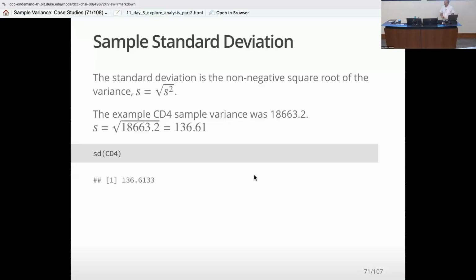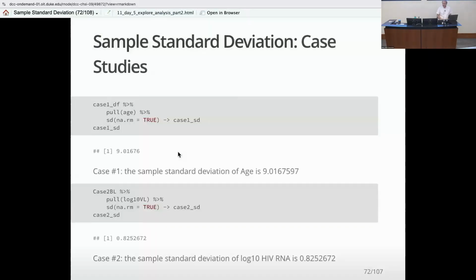Another measure of spread is the standard deviation. So that's the square root of the variance. And in R, that's really easy to do: it's SD for our CD4 vector. For our case studies, again, we're going to use pull to get the variable, that column, as a vector, and then use the SD function, and we're going to remove NA values.